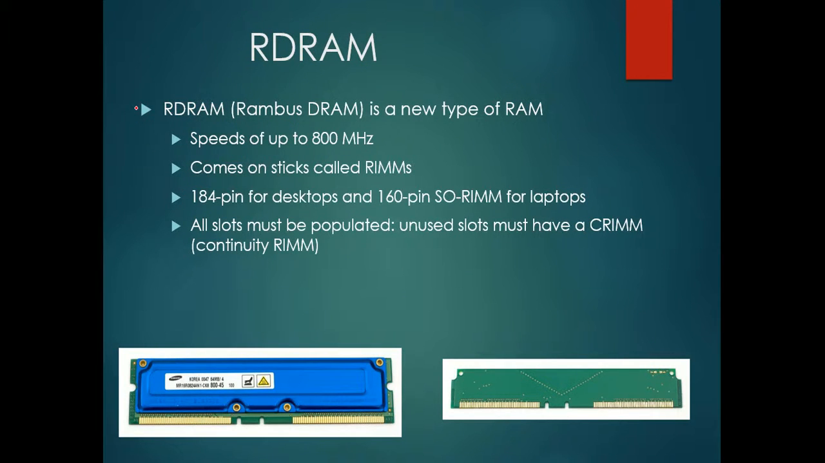Then RDRAM. RDRAM is Rambus DRAM. It is a new type of RAM. The speed is up to 800 megahertz. It comes in sticks called RIMMs, not SIMM, not DIMM. It comes in RIMMs, 184 pins for desktop, and 160 pins for your SORIMM, that is for your laptop. All slots must be populated. Unused slots must have a CRIMM. There is another terminology called continuity RIMM. So all slots must be populated.